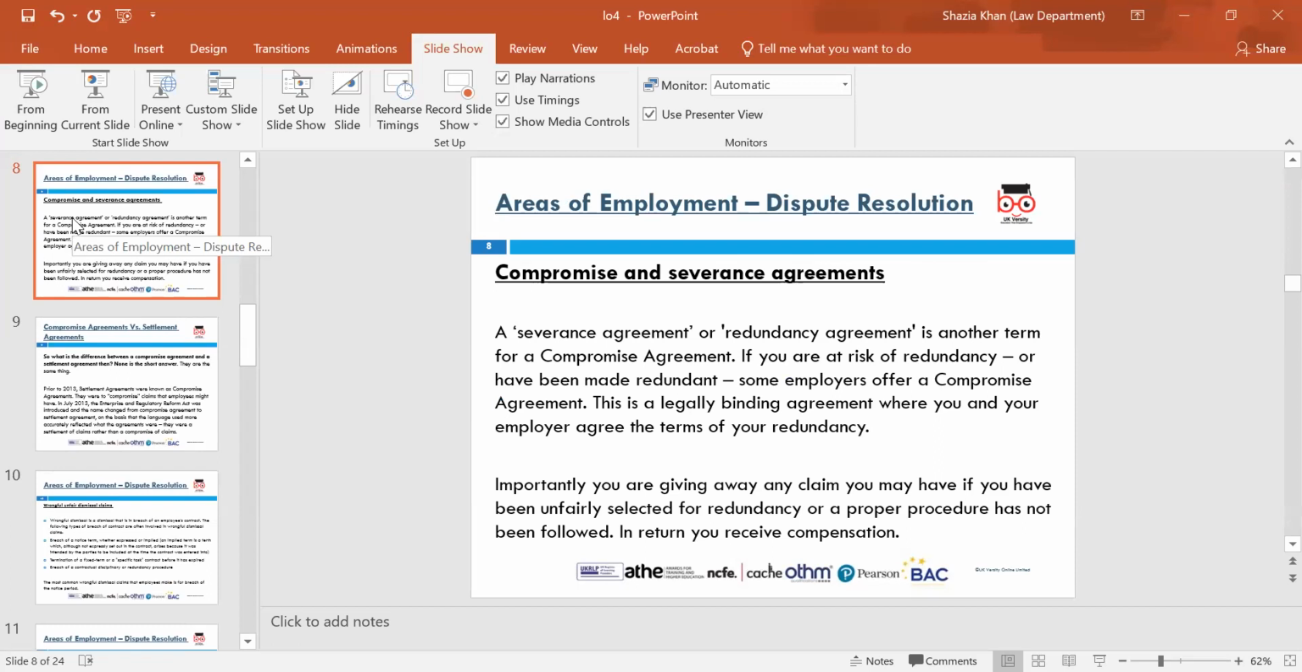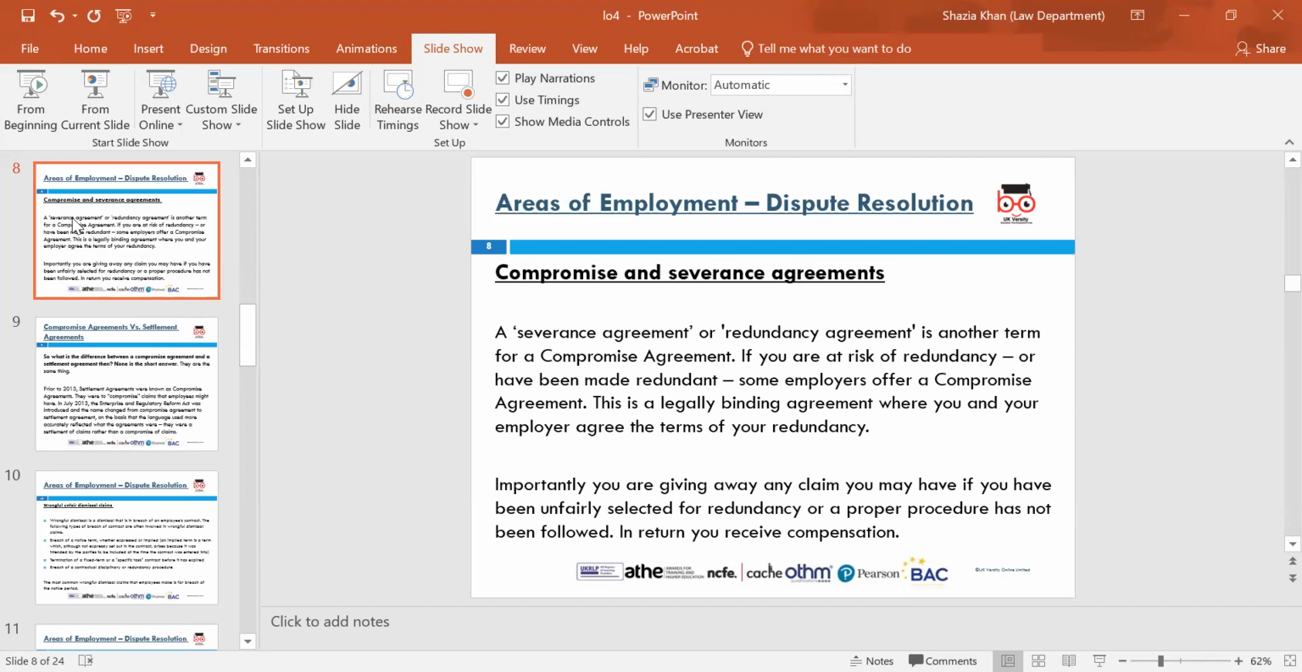Areas of employment tribunal, compromise and severance agreements. A severance agreement or redundancy agreement is another term for a compromise agreement. If you are at risk of redundancy or being made redundant, some employers offer a compromise agreement. This is a legally binding agreement where you and your employer agree the terms of your redundancy.